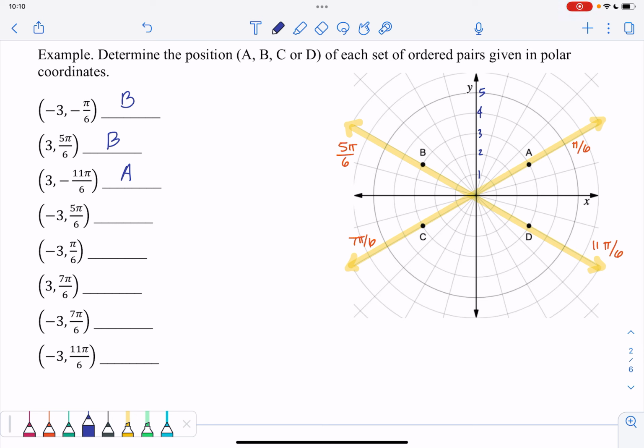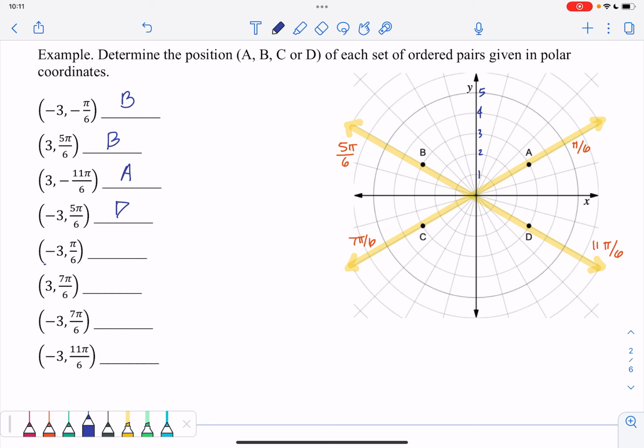All right, let's look at the next point, -3, 5 pi over 6. If I go to 5 pi over 6, I know that's in quadrant 2. But then it says, just kidding: -3 means back up, go across, right opposite, and go in quadrant 4. So instead of going up in quadrant 2 where B lives, I back up 1, 2, 3, the other way from where I was originally headed, and that lands me at point D.